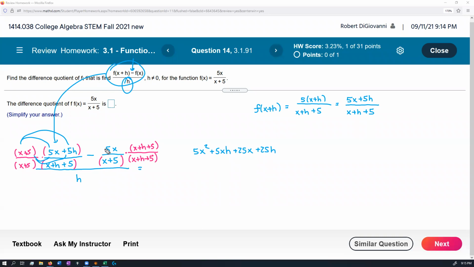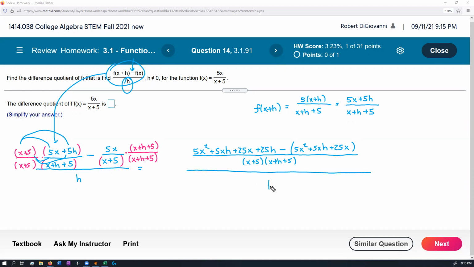Then I do minus, and then I'm going to distribute this. So minus, let me go ahead and distribute. I'll do the minus later. 5x times x is 5x squared. 5x times h is 5xh. And 5x times 5 is 25x. Now, that's just those tops multiplied out. We still have the common denominator below those. That's a pretty straight line, which is the x plus 5 times the x plus h plus 5. I'm not going to do anything with those because I really just want this h to cancel.